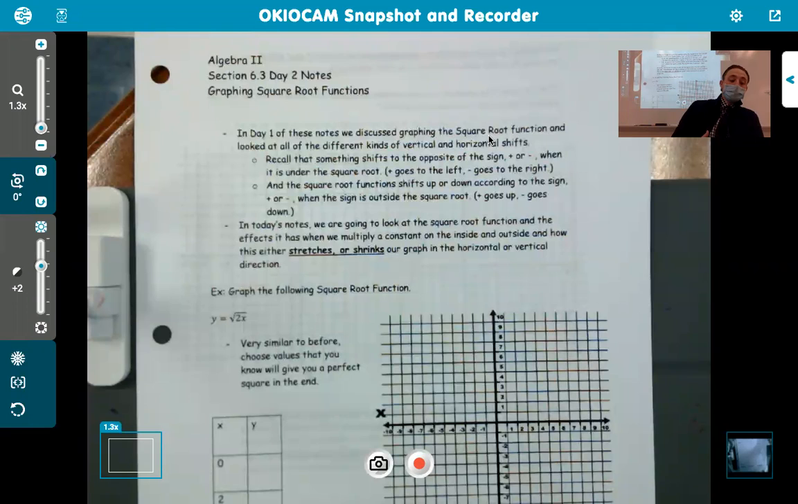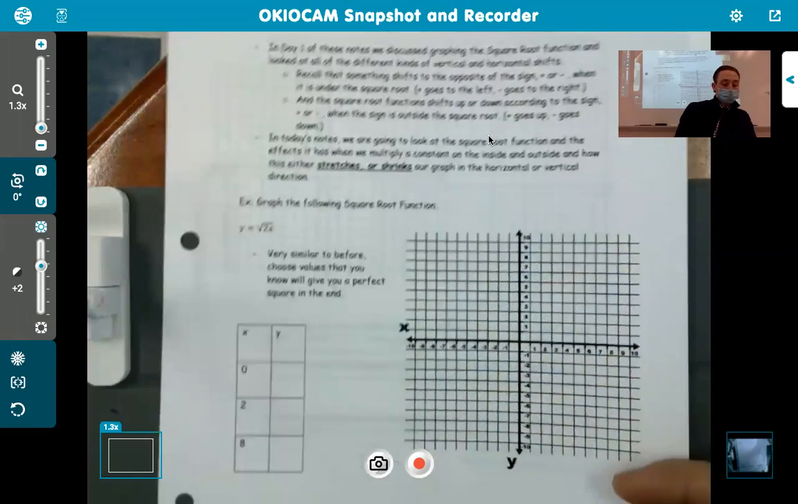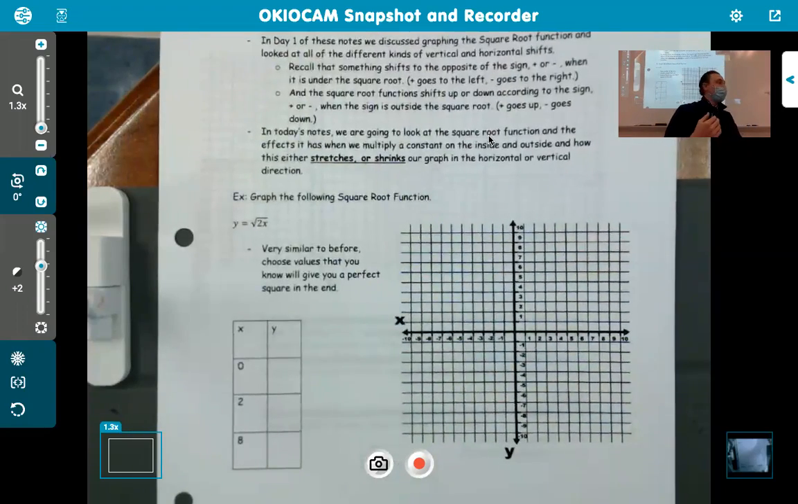In today's notes, instead of adding and subtracting, we're gonna look at what happens when we multiply on the inside or the outside of our square root and how that affects our graph, okay? So we're gonna take a look at this first example here. We're gonna go through what happens when we multiply by different numbers on the inside, then on the outside, and then we're gonna actually see a mix of transformations, whether we're adding, subtracting, multiplying, and kind of combining all those ideas. Does anybody have any questions before we start?